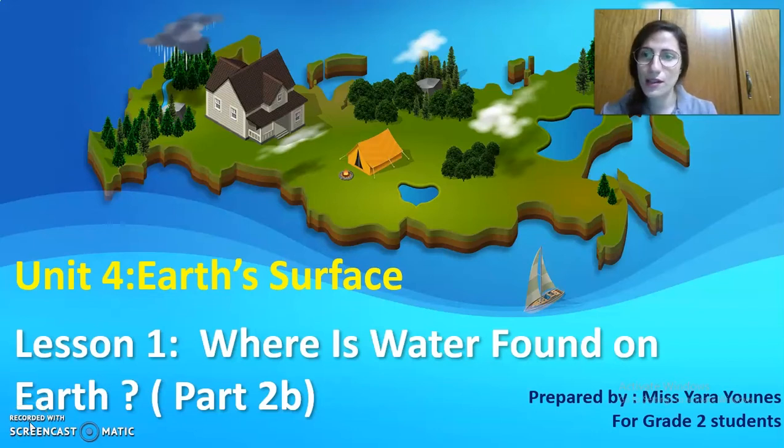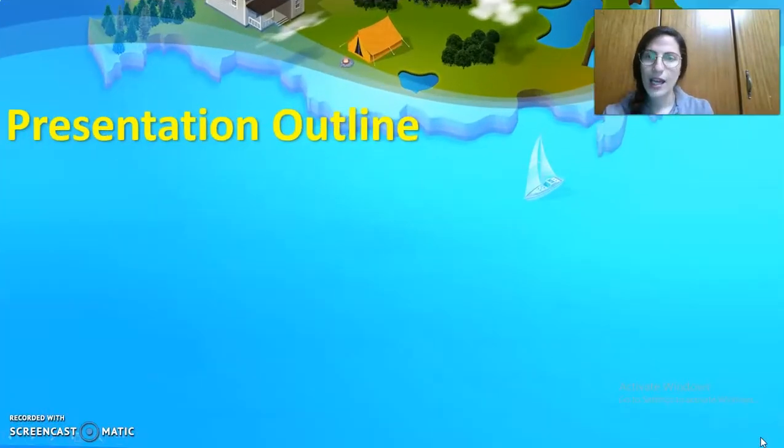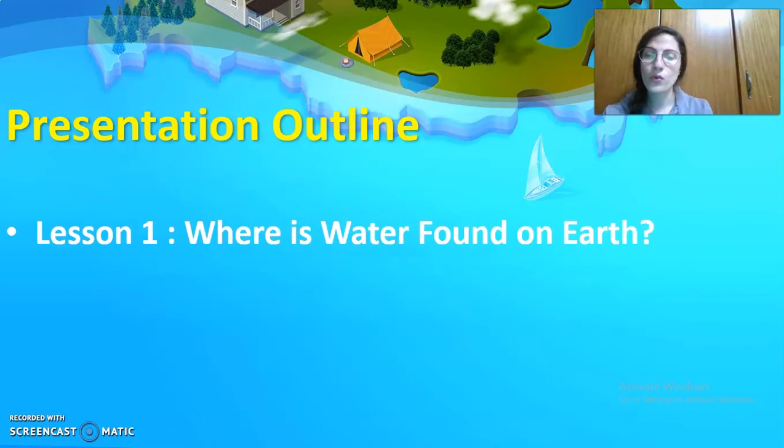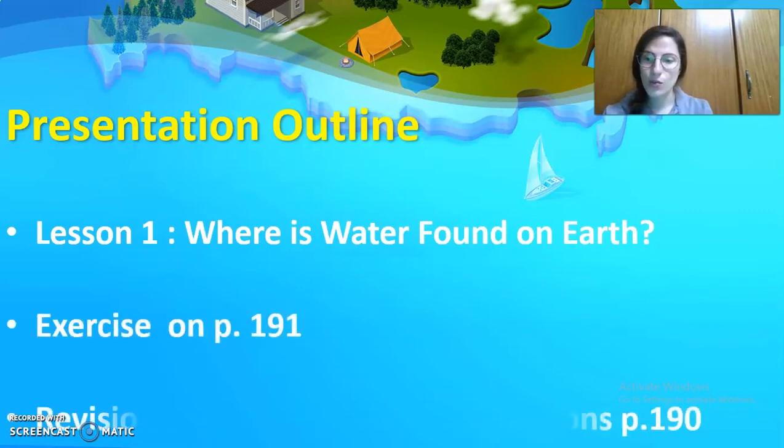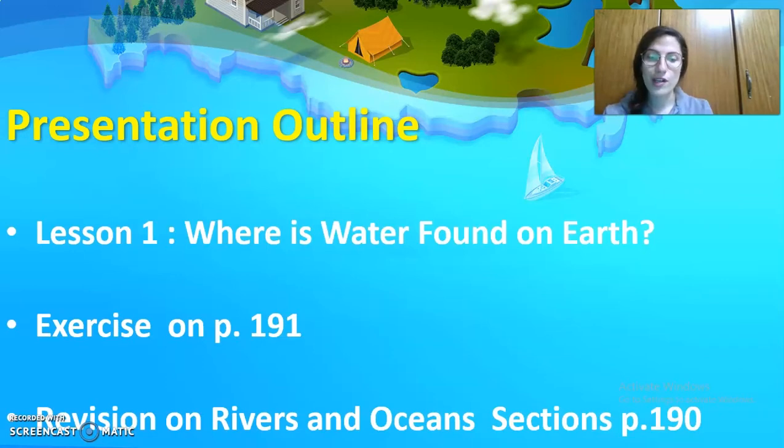Today we're going to continue with Unit 4, Earth's Surface, Lesson 1, Where is Water Found on Earth, Part 2b. Today we're going to cover the following points. Lesson 1, Where is Water Found on Earth? Exercise on page 191. And revision on Rivers and Oceans section, page 190.